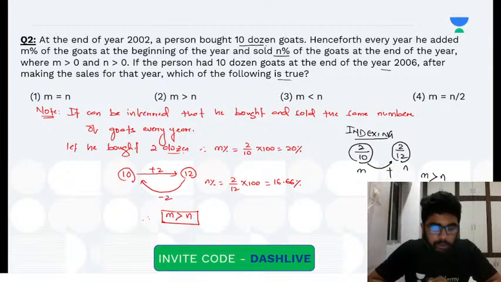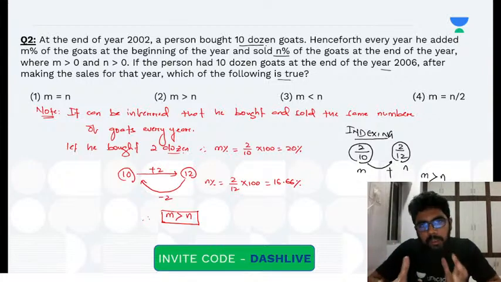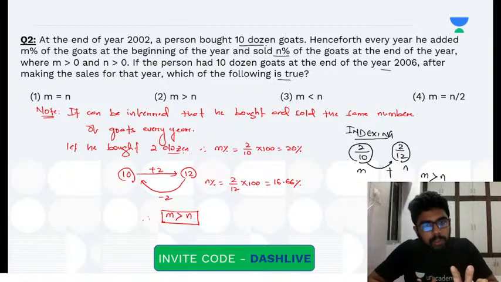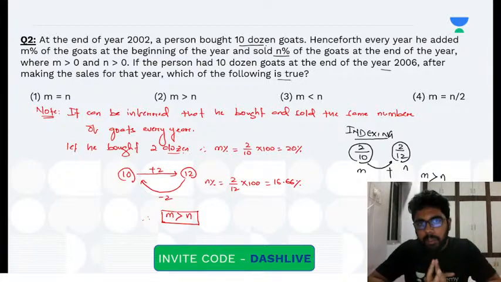I'll take, let's say he bought two. So he had 10. He bought two, it becomes 12. So what's the percentage purchase or addition that he makes? 2 dozen goats on 10, 2 on 10, 20%. That's the addition that he makes. So the value of m is 20%.